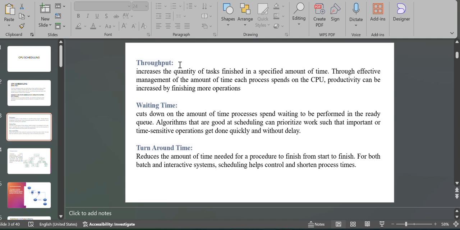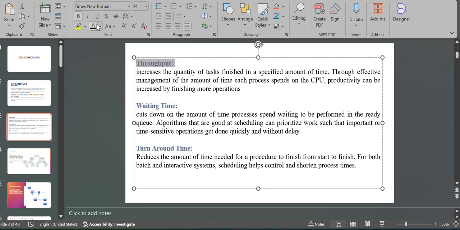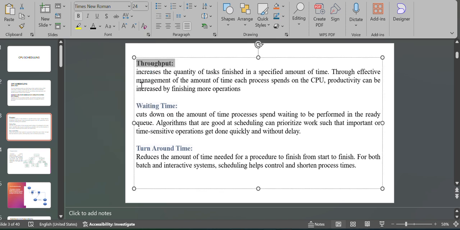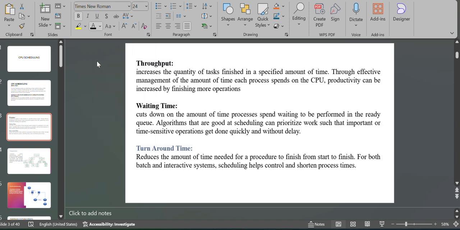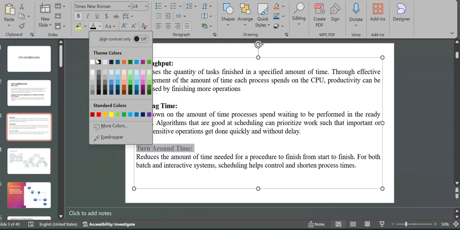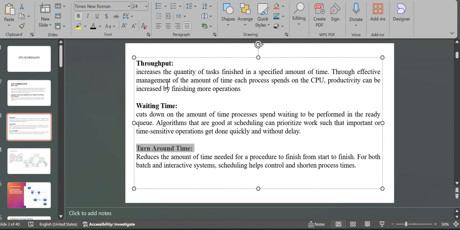And next one is throughput. And next one is waiting time. And next one is turnaround time. Throughput increases the quantity of tasks finished in a specified amount of time. Throughput reflects effective management of the amount of time each process spends on the CPU. Productivity can be increased by finishing more operations.